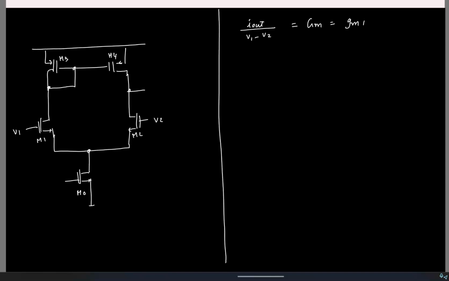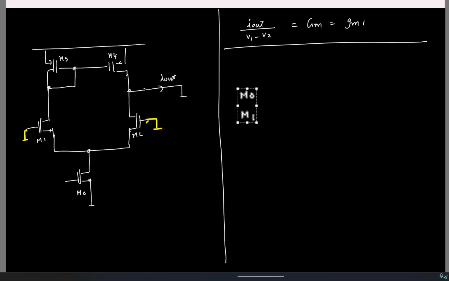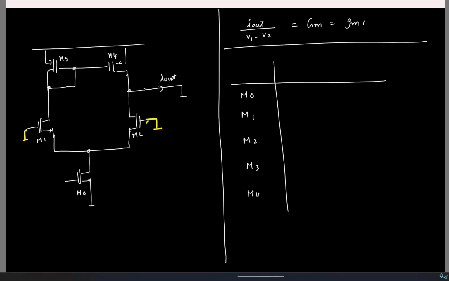So now let's try to find the noise contribution due to each noise source. So again I'll short circuit the output here, and the inputs are also grounded like this. So here I have basically 5 transistors. So let's say M0, M2, M3 and M4. So I'll try to find the noise due to each, right? And I'll refer it to the input, and this is simply I out by gm1.